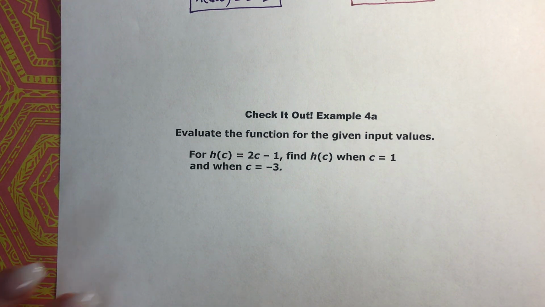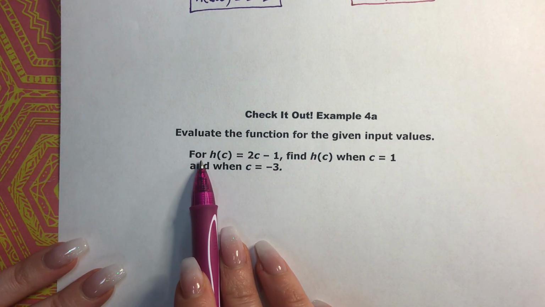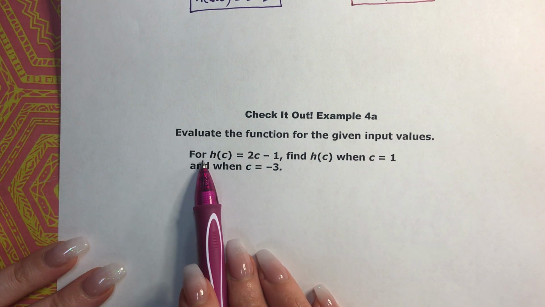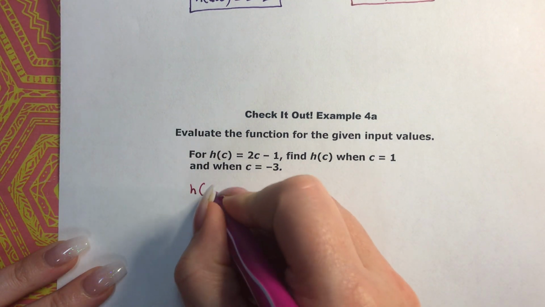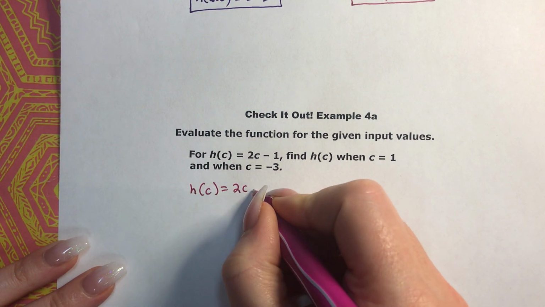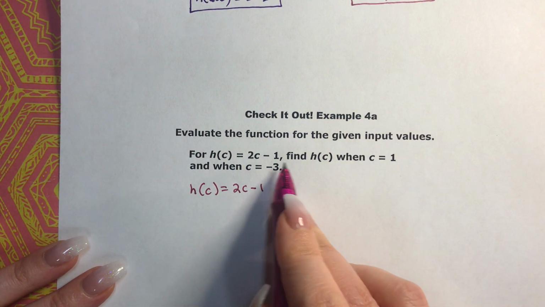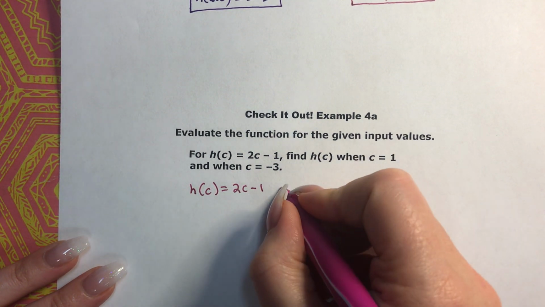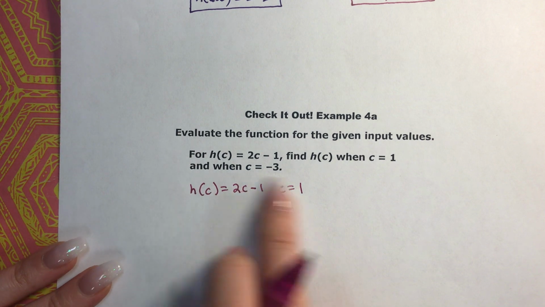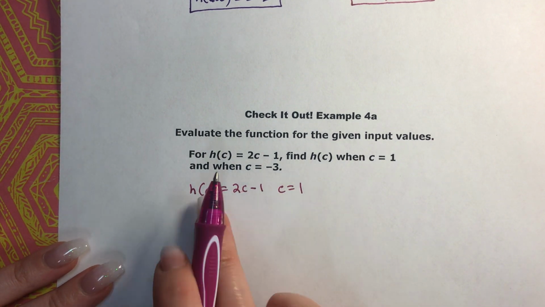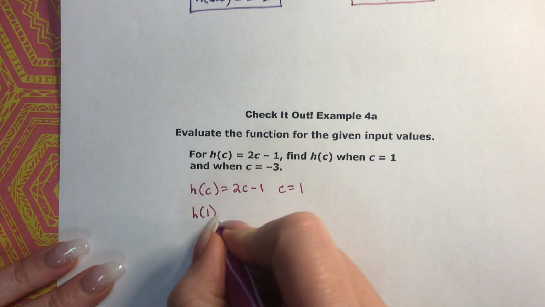All right, let's see how you did. So this says evaluate the function for the given input values. So we have h of c is equal to 2c minus 1, and find h of c when c is equal to 1 and when c is equal to negative 3. Okay, so let's go ahead and substitute 1 in for c.